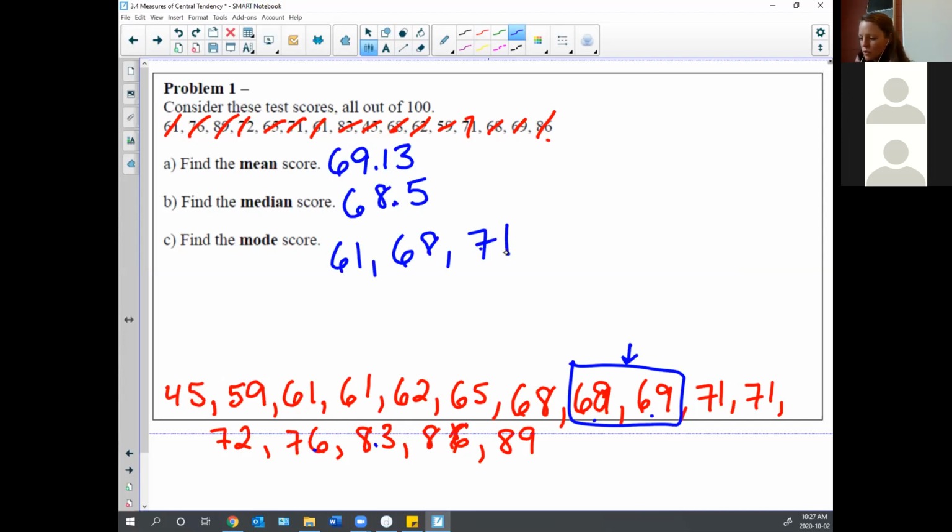So in this case, this is called a trimodal. We're actually going to get into this later on in our chapter. This is trimodal, meaning there's 3 peaks. So we can write them all down. We have 3 numbers that show up equally the same amount of time, 61, 68, and 71. Okay, so if you have more than one that's equally represented, write them both down or write all of them down. There's bimodal, trimodal, quadmodal, like there can be multiple modes in your data.